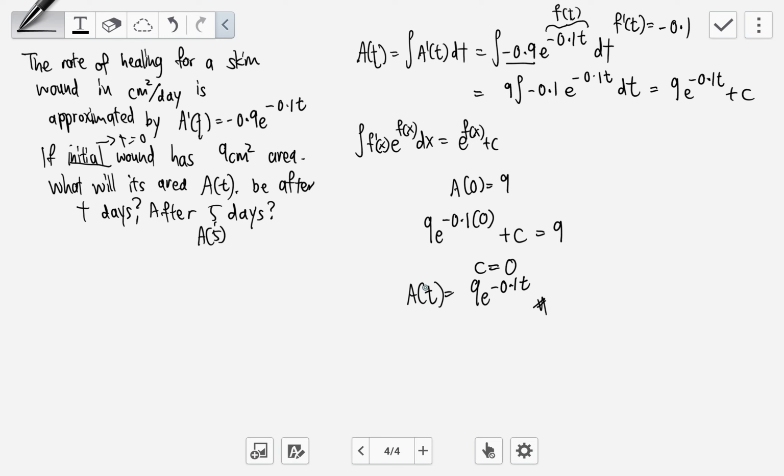After t days, this would be the area. And then what about after 5 days? After 5 days, this would be 9 e to the power of minus 0.5. That would be the answer for the second part.